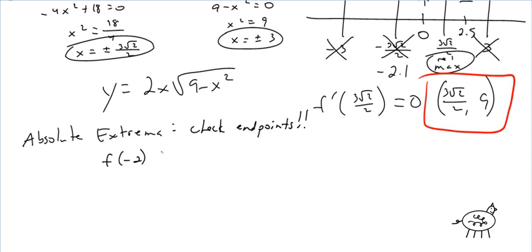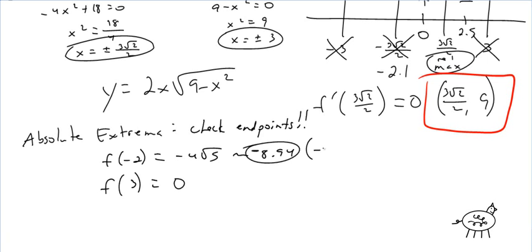And remember, it's f of negative 2, not f prime, because I'm actually trying to find the y values. So if I plug that in, I get negative 4 root 5. And if I check f of 3, I get 0. And that's approximately negative 8.94, the negative 4 root 5, just to see where we're at here. So that coordinate here, let me write it out, is negative 2, negative 8.94. And this is 3, 0.